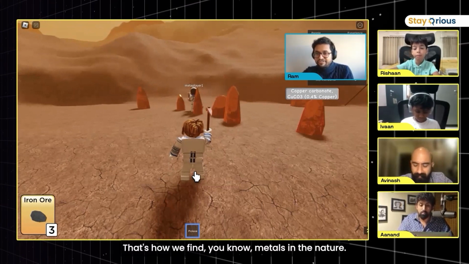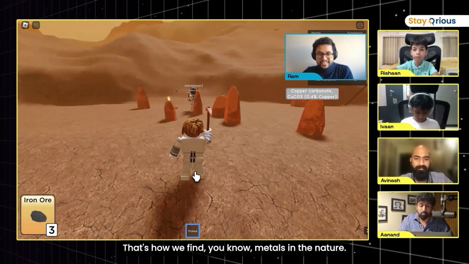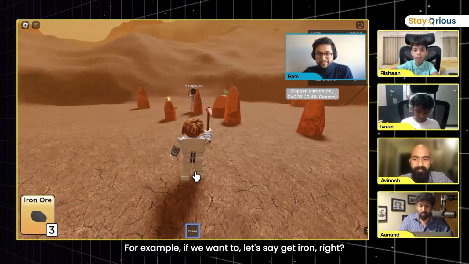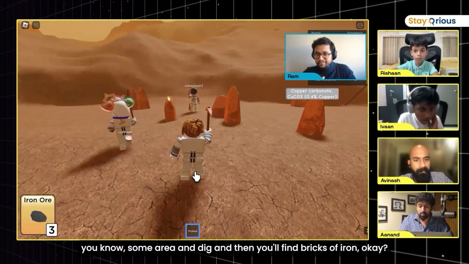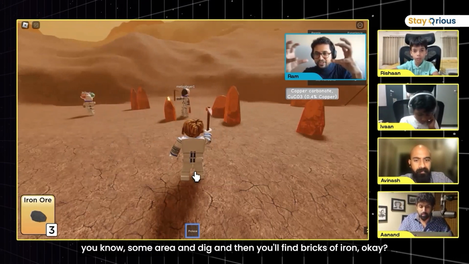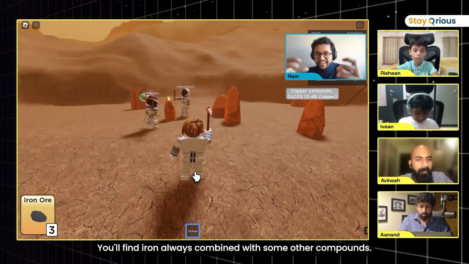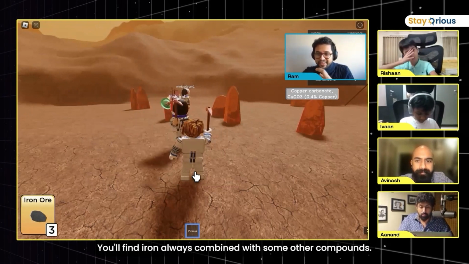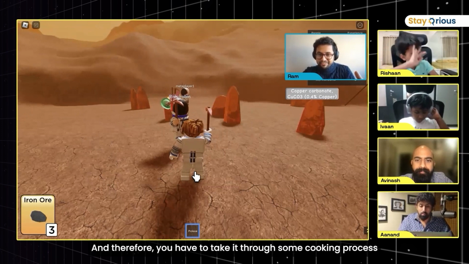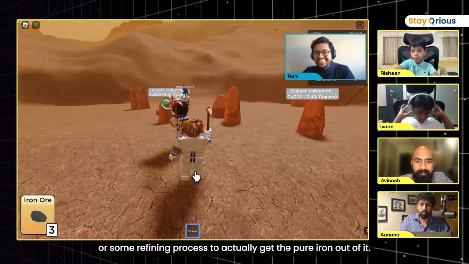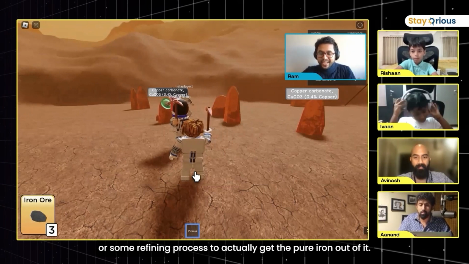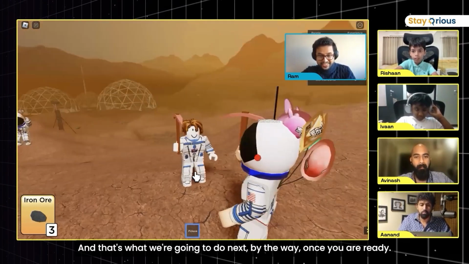That's how we find metals in nature. For example, if you want to get iron, you can't just go to some area and dig and find bricks of iron. You'll find iron always combined with some other compounds, and therefore you have to take it through some cooking process or some refining process to actually get the pure iron out of it. And that's what we are going to do next, by the way.